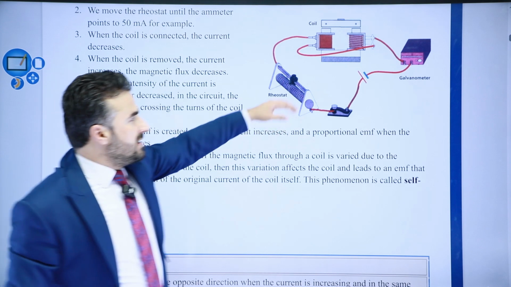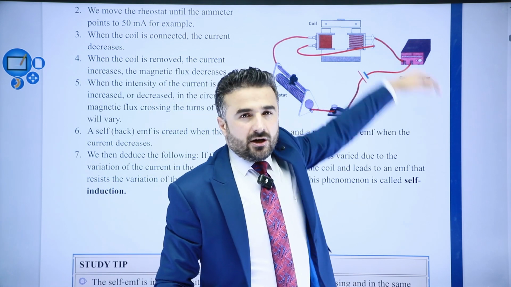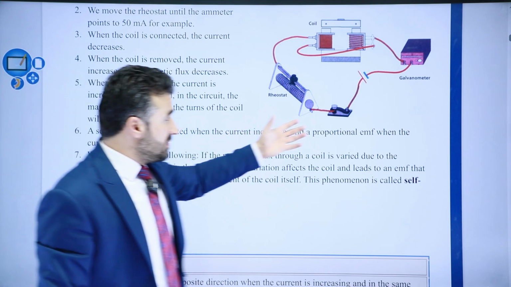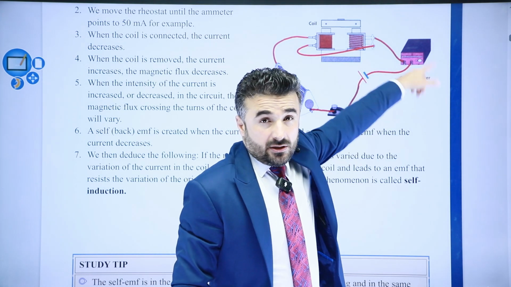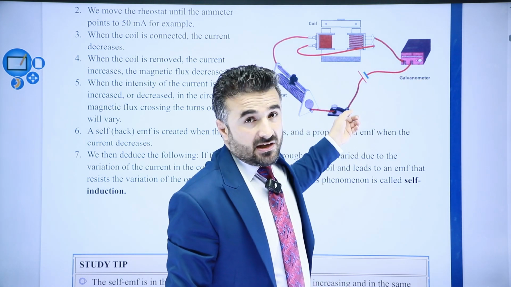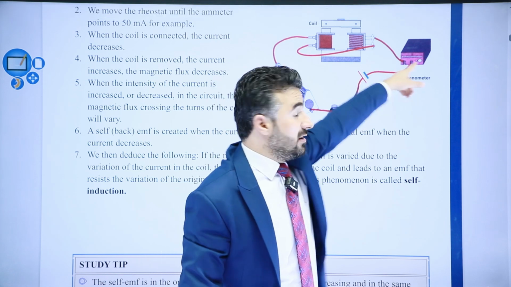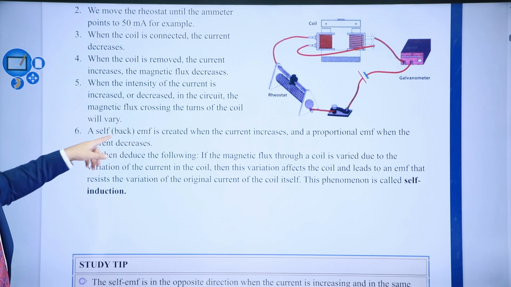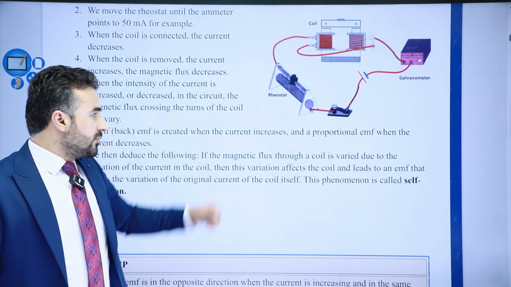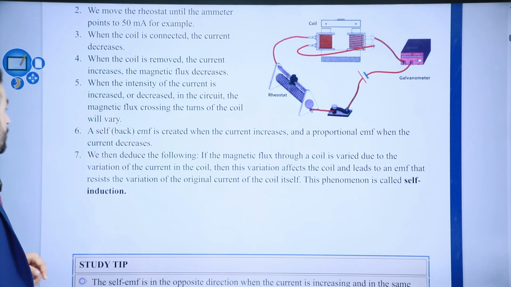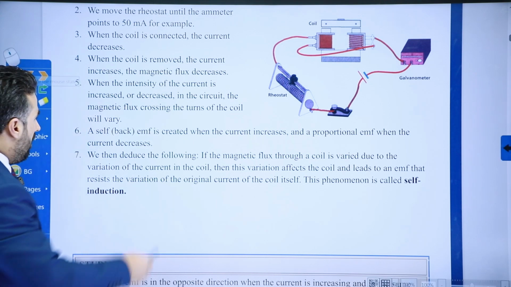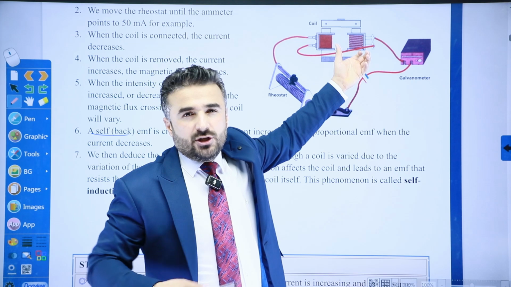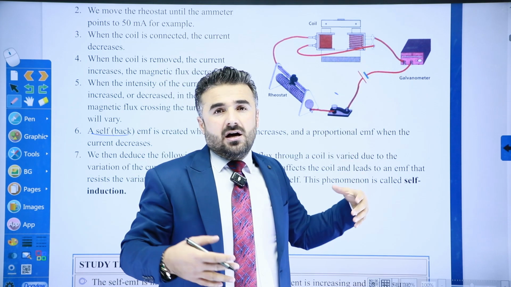So this is what you see: the galvanometer reads a lower current when you increase the current within the circuit. But once you decrease the current, let's say by increasing the resistance, the galvanometer, or ammeter, reads a higher value. So what is created is a self, or back, electromotive force when the current increases, and it is proportional when the current decreases. When the current is increasing, the current we have on the circuit and the current that is induced will be opposing one another.